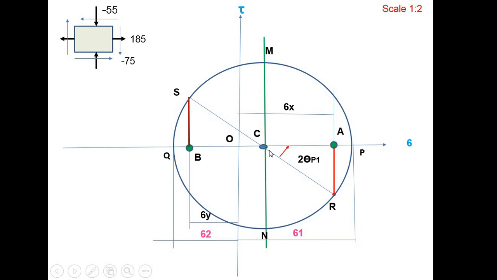So for the location of the major principal plane from the reference plane, this R point, or we can say CR, is the reference line, the reference plane, because this R point indicates the vertical plane. Here the coordinate of this plane is 185 and minus 75. So this CR is the reference plane. We are measuring the major principal plane angle in an anti-clockwise direction, so this angle will be negative.